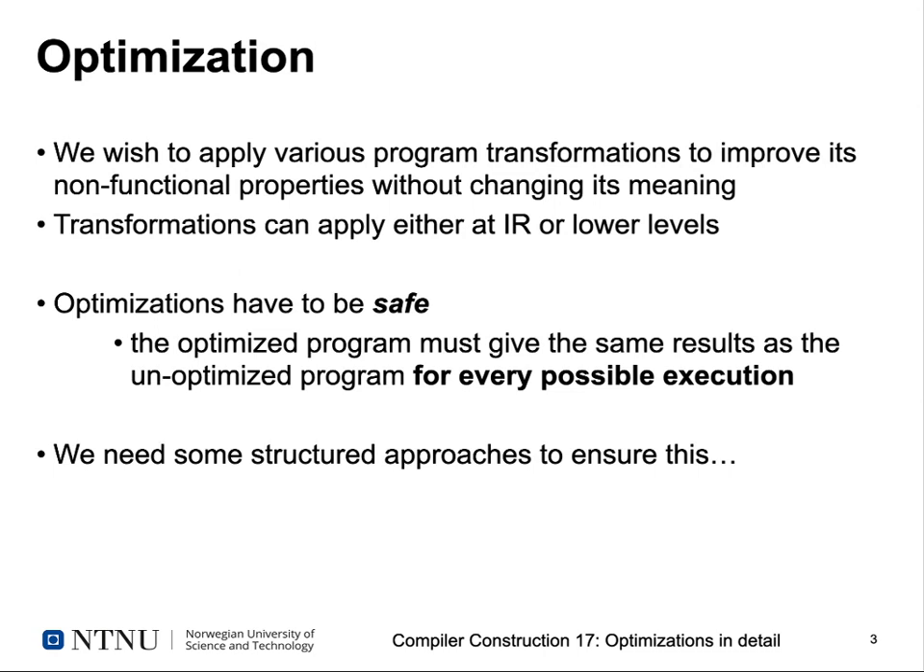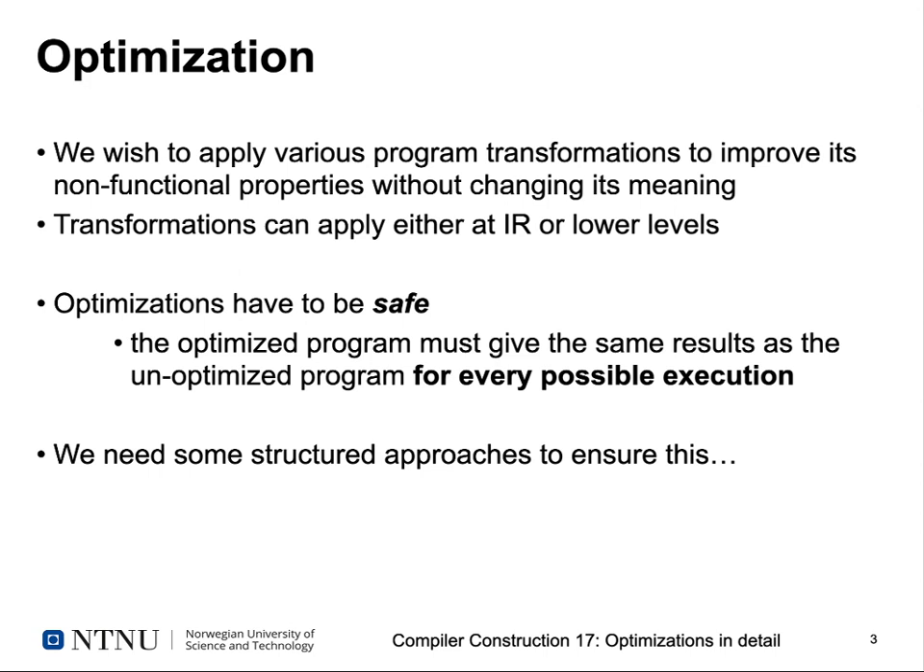So for optimization, we want to apply a number of program transformations, and we apply these program transformations to improve the non-functional properties of a program, so for example runtime or energy consumption, without changing any of the meaning of our program. And we've already seen that we could apply these transformations either at the intermediate representation level, and there might be some of the transformations or optimizations we might want to apply at a lower level, so especially at the machine language level towards the end of our compiler tool flow.